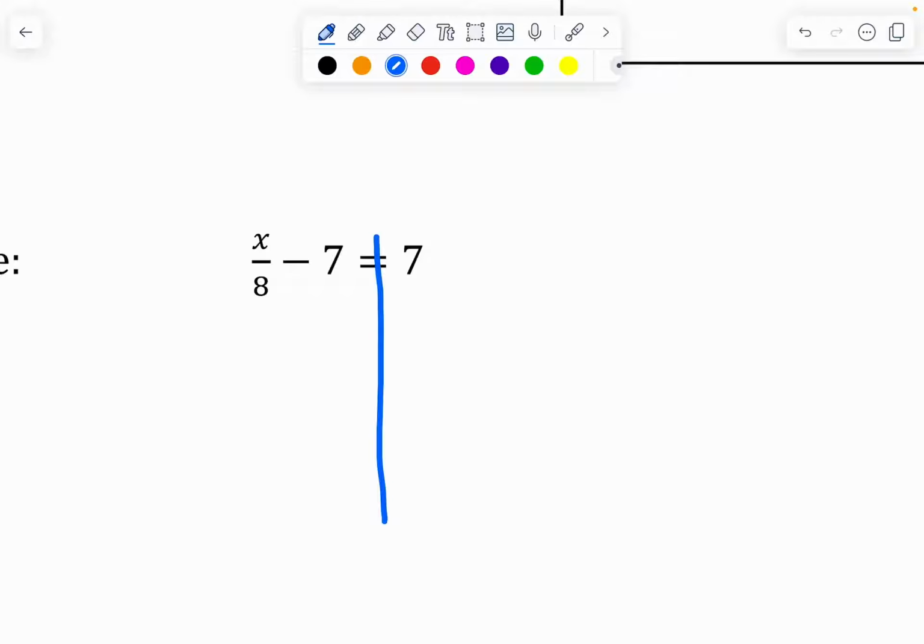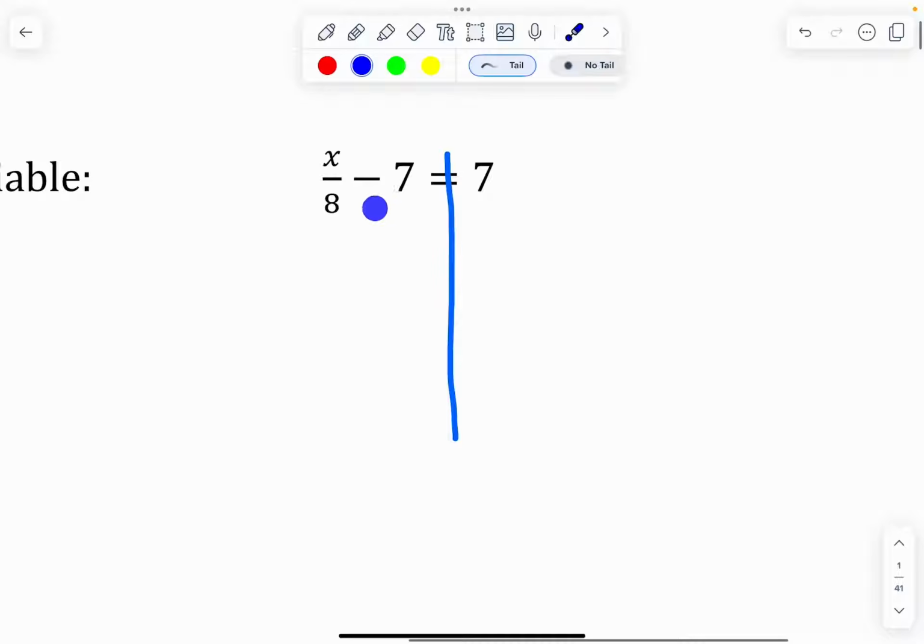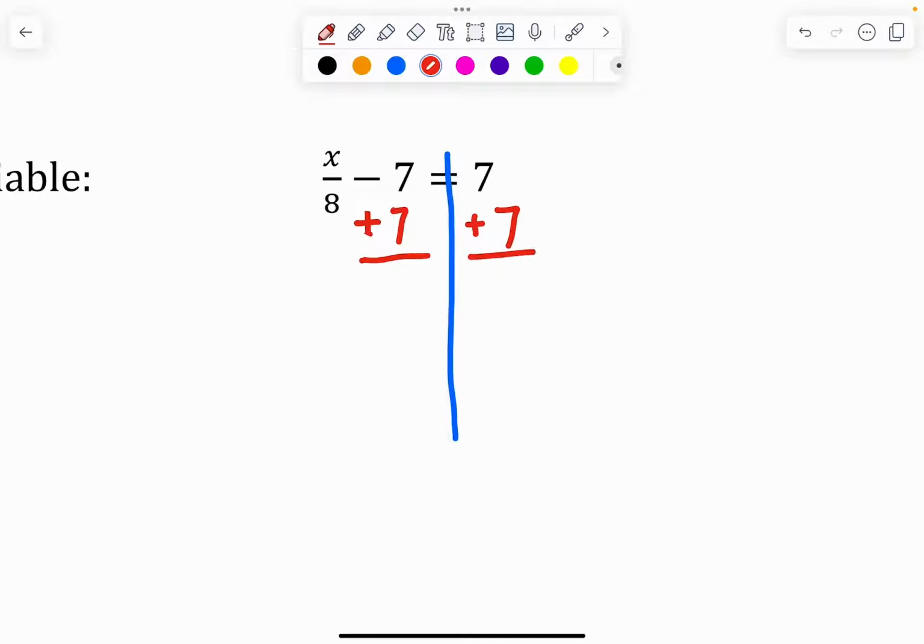So our next equation, we're going to draw the line for our equal sign. And we want to get the x term by itself, so we need to move this -7 to the other side. So the opposite of -7 is +7, so we're going to add 7 on the left and the right. And we end up with x over 8 equals 14.